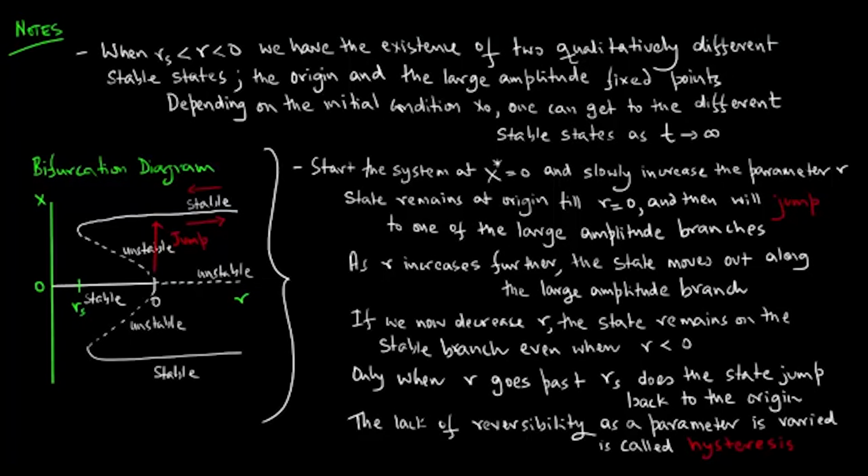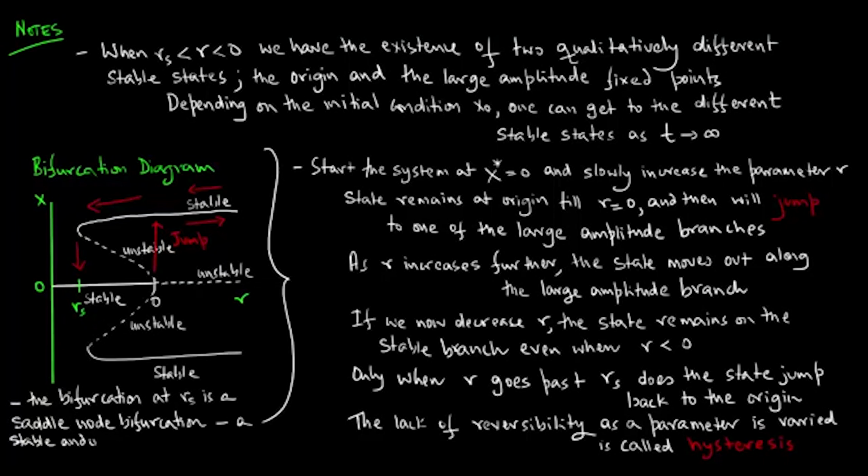So this lack of reversibility can now be seen in the bifurcation diagram. The bifurcation at rs is a saddle node bifurcation. Stable and unstable fixed points are created as the parameter r is increased. We offer a few last comments.